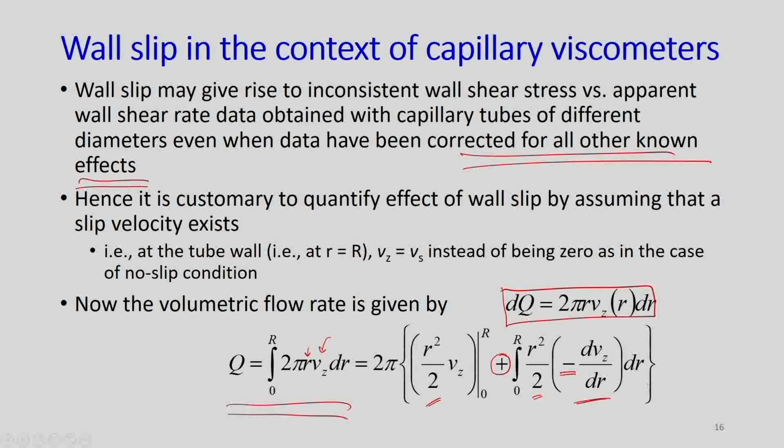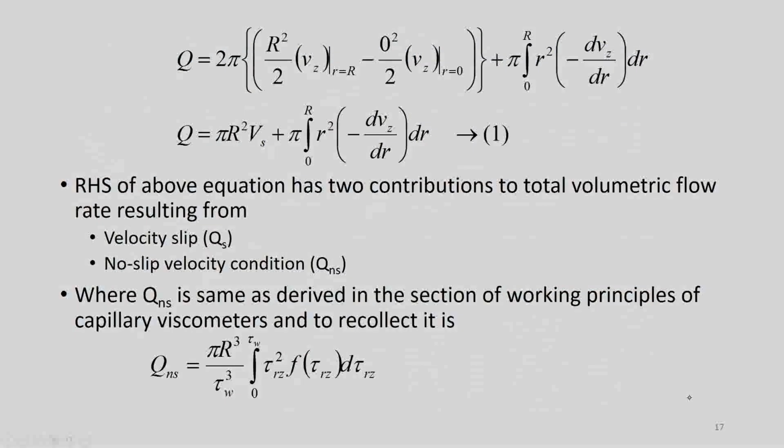Now, when you apply the boundary conditions, with lower limit 0 and upper limit capital R, for the first term, r square by 2 Vz at r equals 0 is the lower limit, so 0 square by 2. This term is anyway 0. While developing the working principles, what we took was that Vz at the wall, at r equals capital R, is also 0, and altogether this first term was not there; only the second term was there.